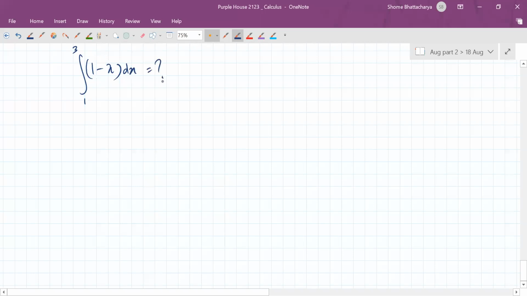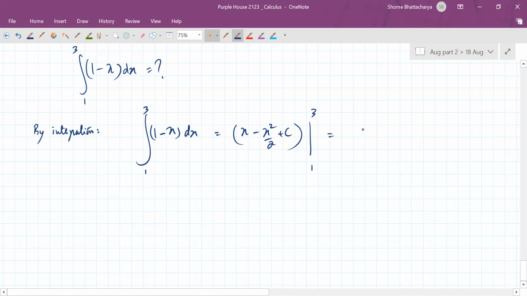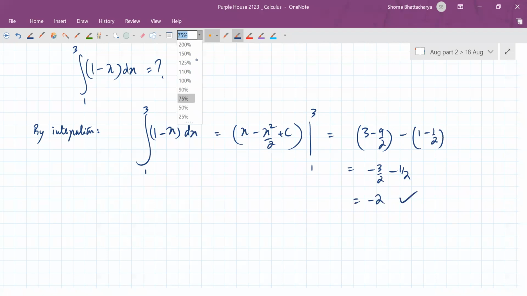I will calculate this by two methods, because this is a straight line, so I can calculate the area directly, or I can do it by integration. By integration, I just apply the same method. First, calculate the indefinite integration, and then put the limits. The upper limit gives 3 minus 9 by 2. I won't write the c because it will cancel out. The lower limit gives 1 minus 1 by 2. So it is minus 3 by 2 minus minus half, which comes out to be minus 2.